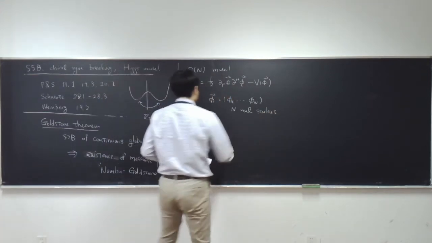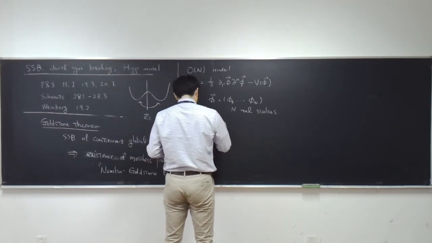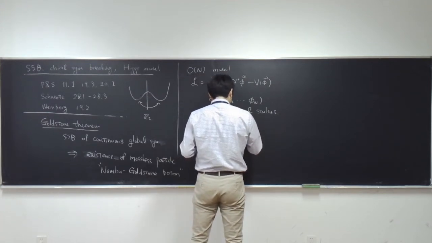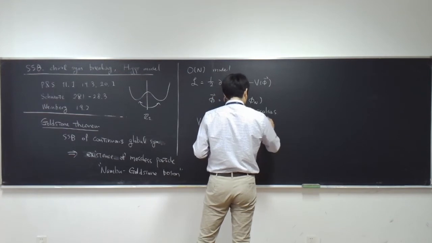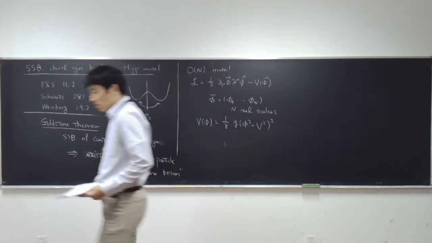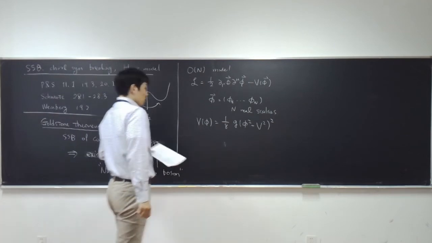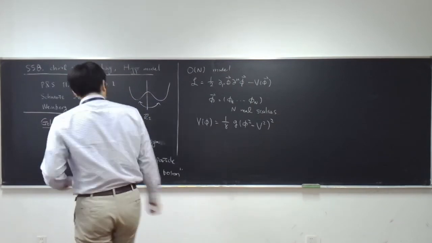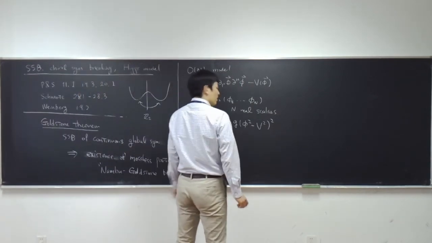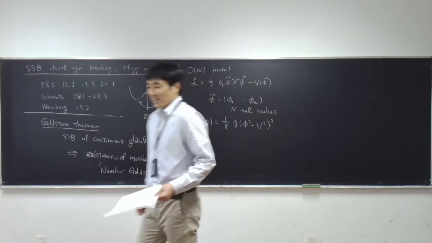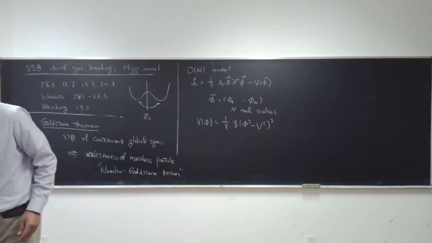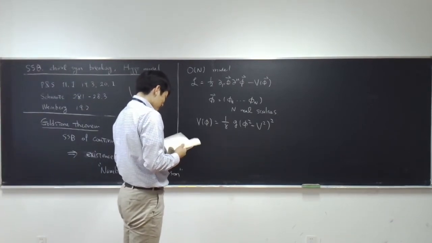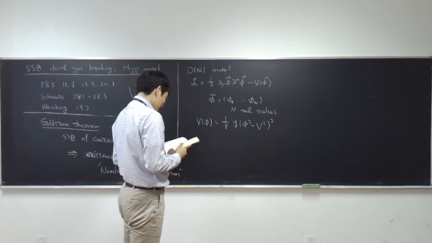Then the potential takes the following form: V of phi is 1 over 8 g. So this is the form, and people often call this the Mexican hat. It's really difficult to draw; I'm not good at drawing pictures, but let me try.